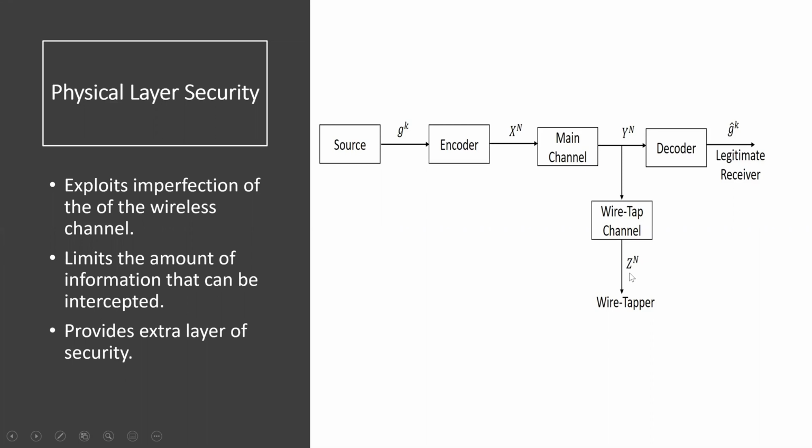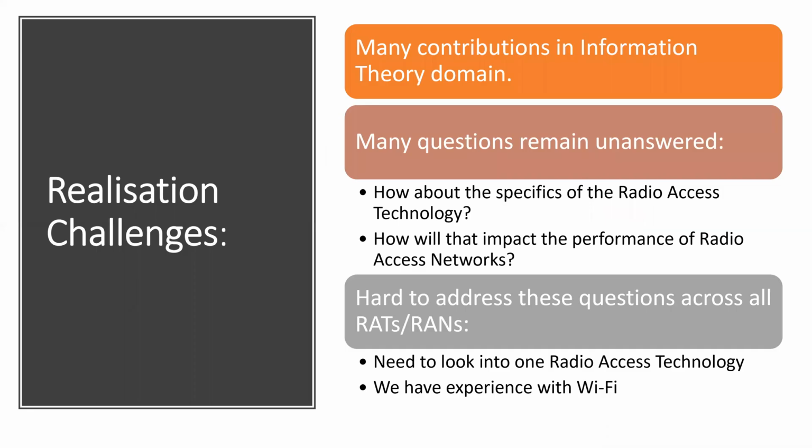And the more degraded it is, the better it is for the legitimate receiver, which means there is better security between the source and the legitimate receiver. This is more or less the principle of physical layer security. Now, we have to mention that so far, work on this topic has stayed in the information theory domain, because realizing such a concept requires addressing a number of issues.